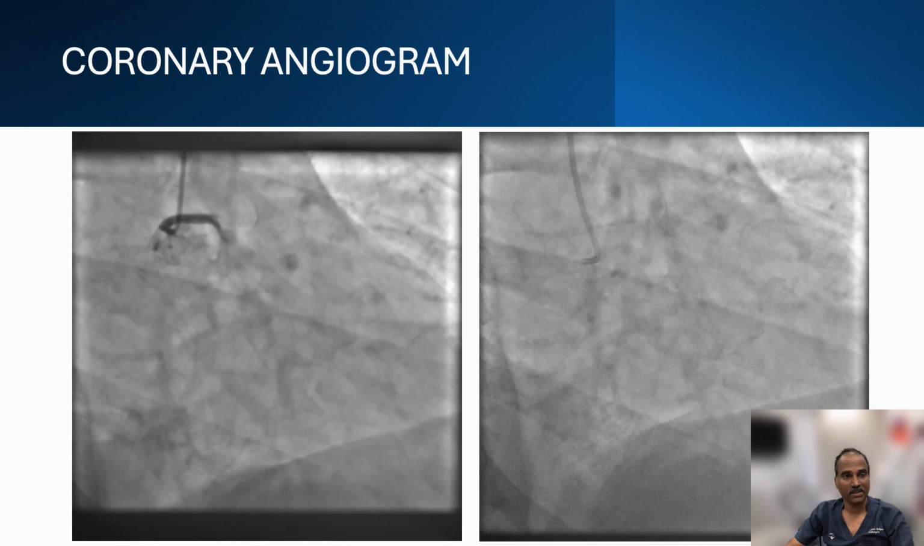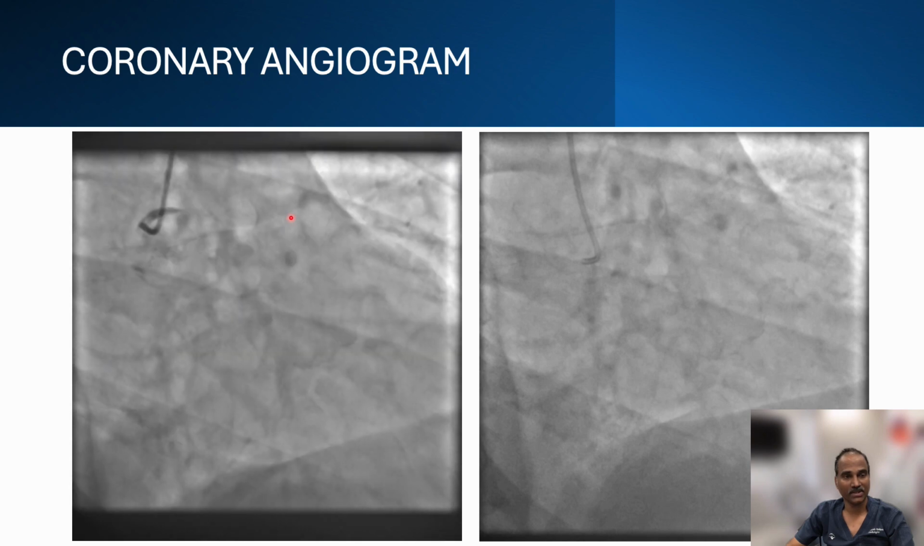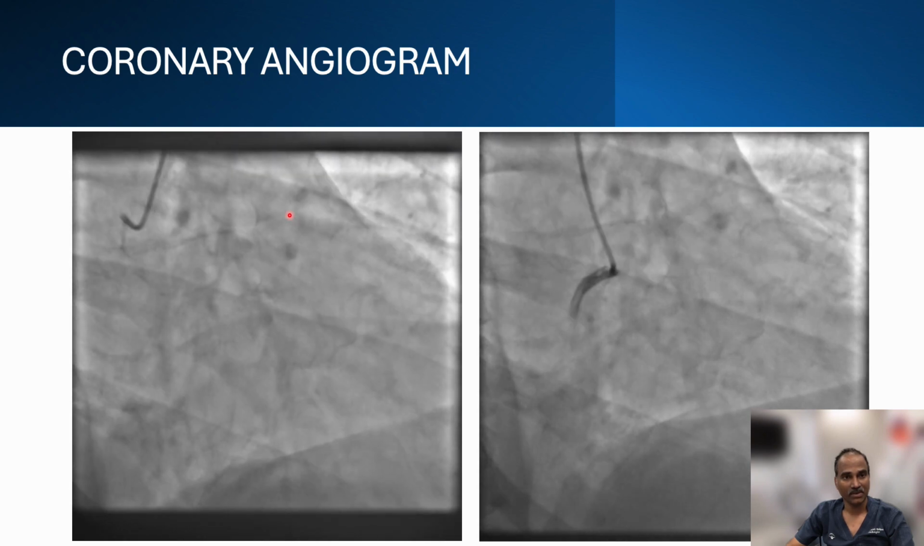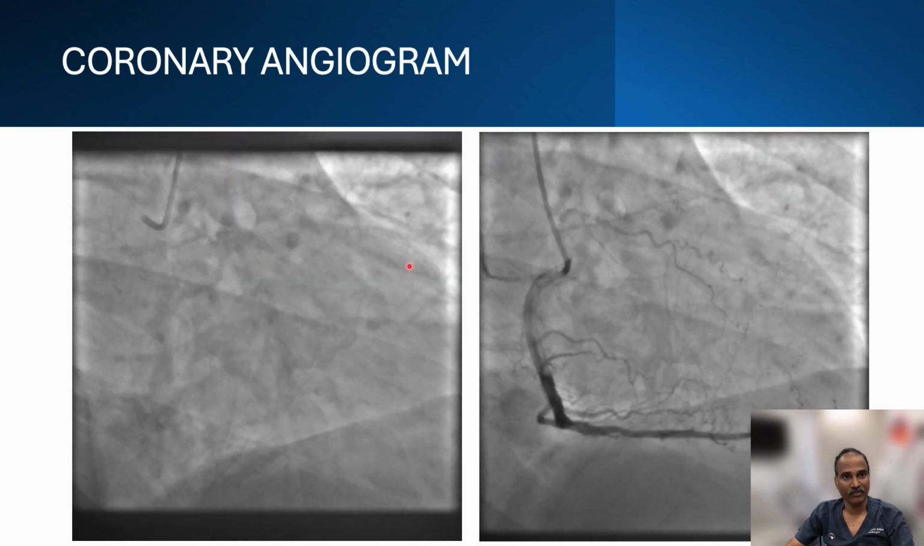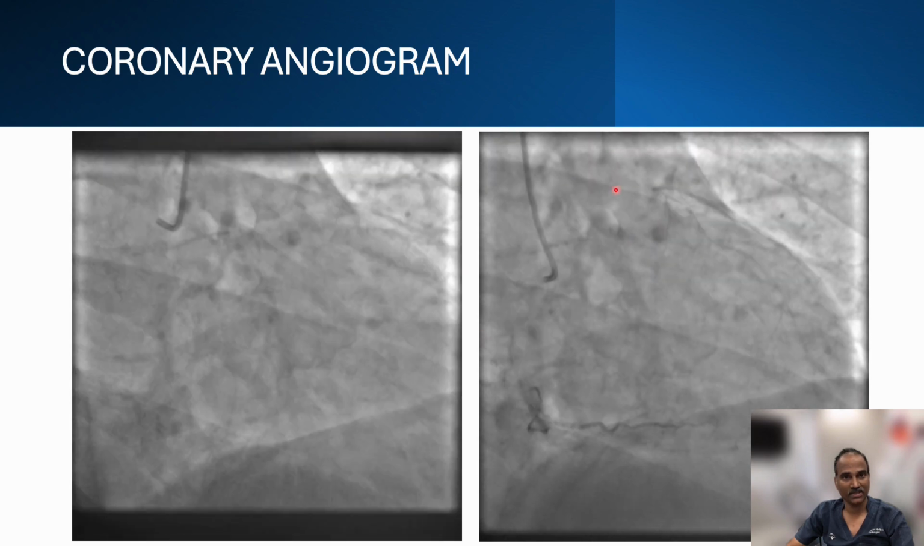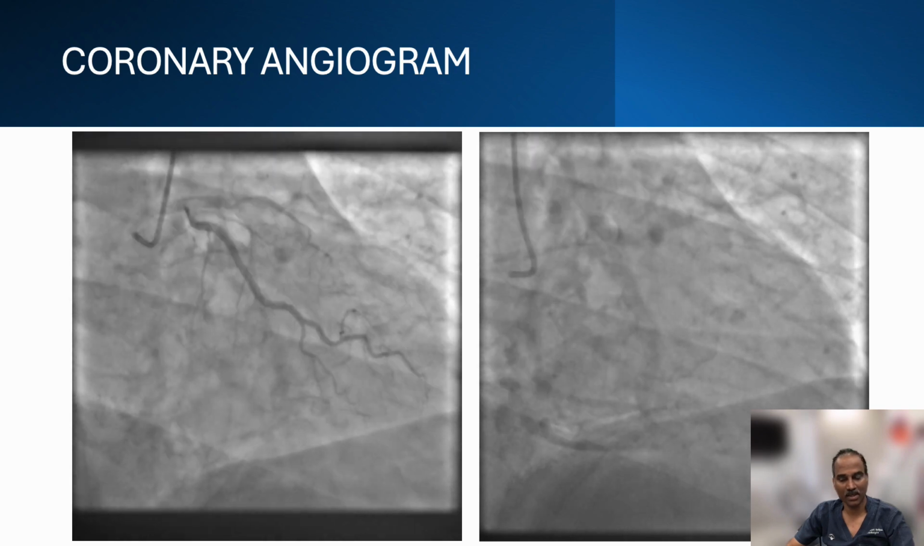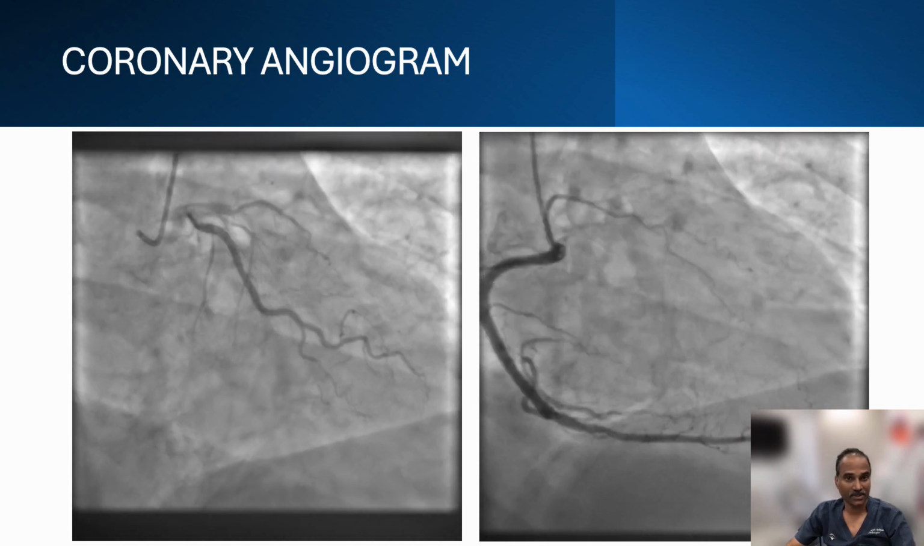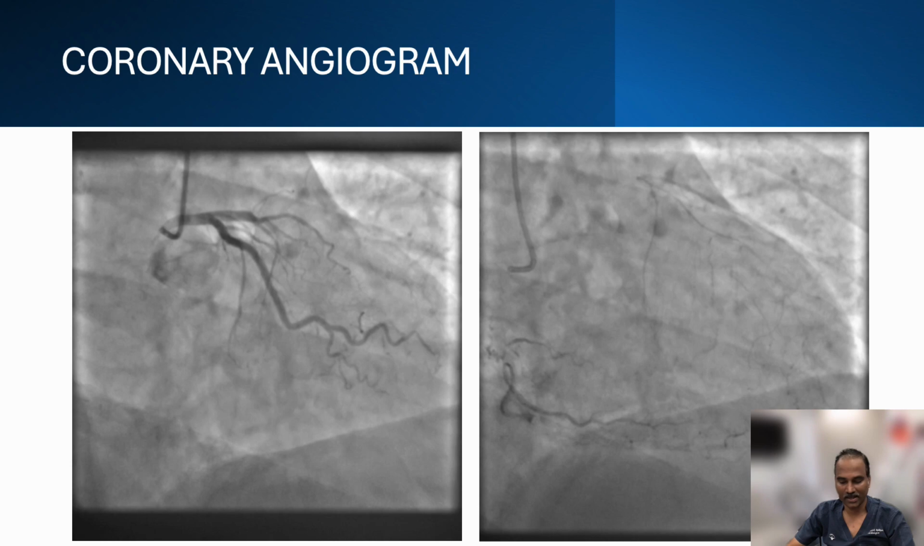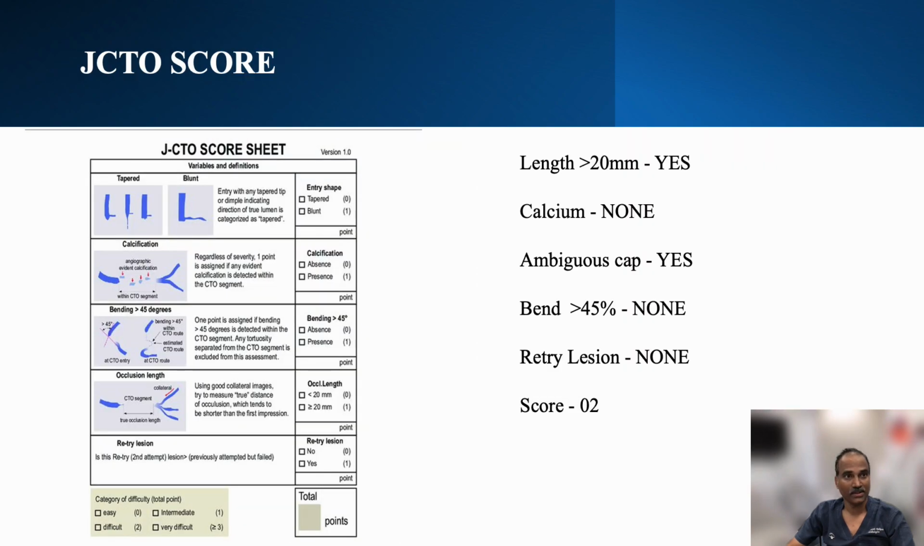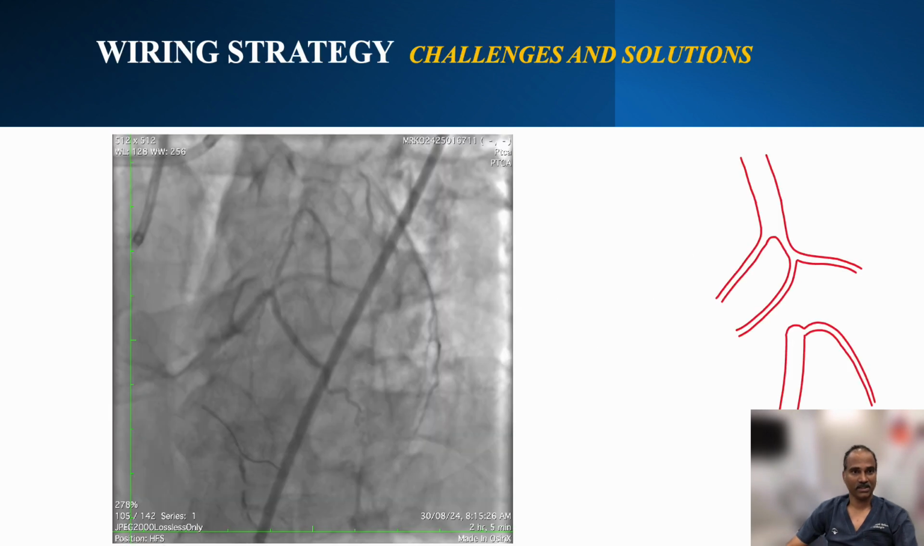This is during coronary angiogram, just to assess the length of the CTO. You take the same view with a retrograde injection just to understand. It looks like maybe around 20 millimeters of CTO, or slightly less. So JCTO score: it's an ambiguous cap, and length maybe around 20 millimeters, so the score is 2. But the first challenge here is the ambiguous cap.